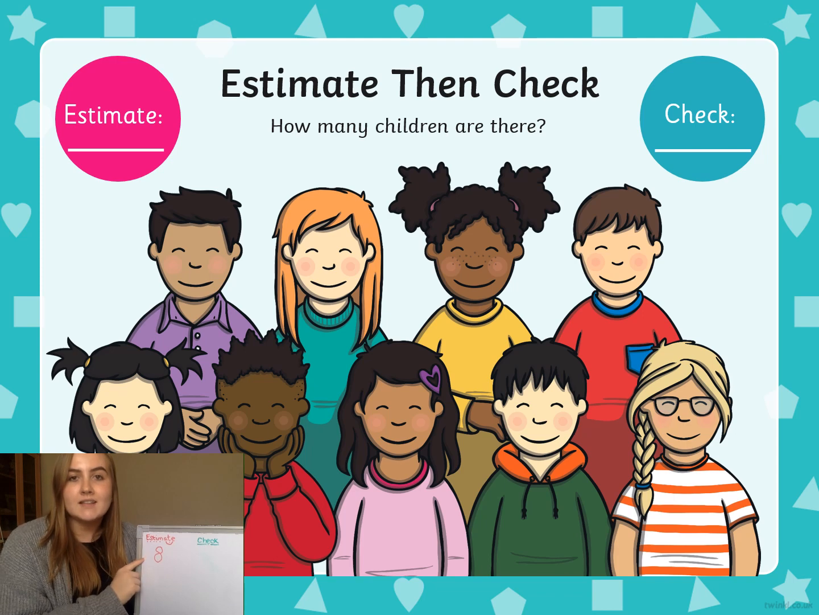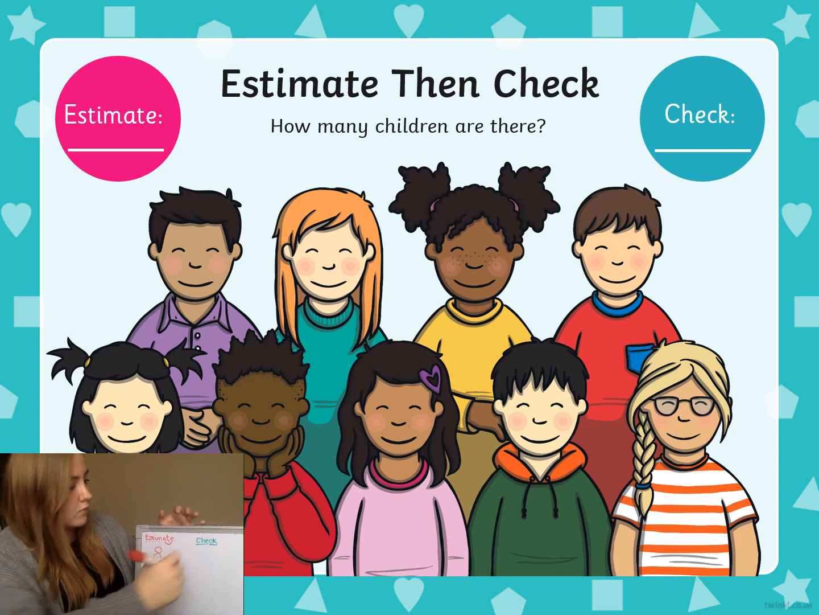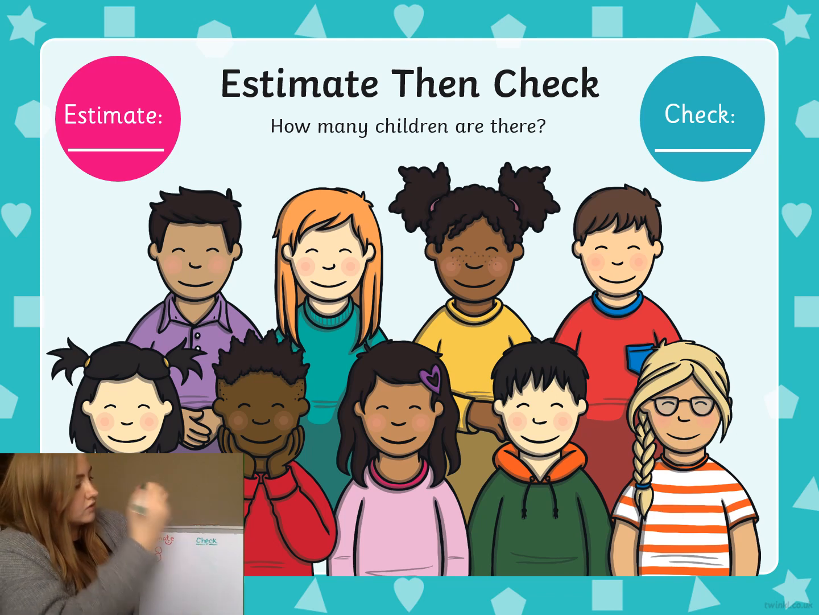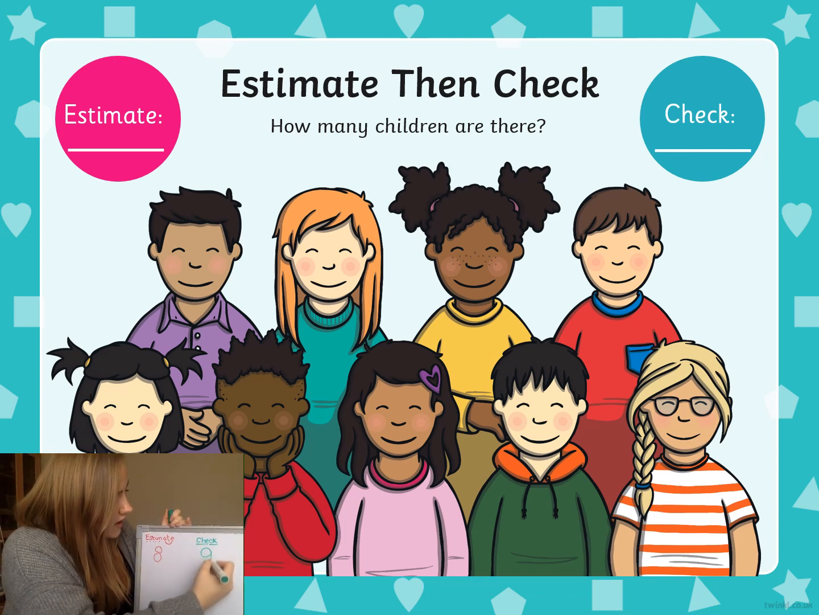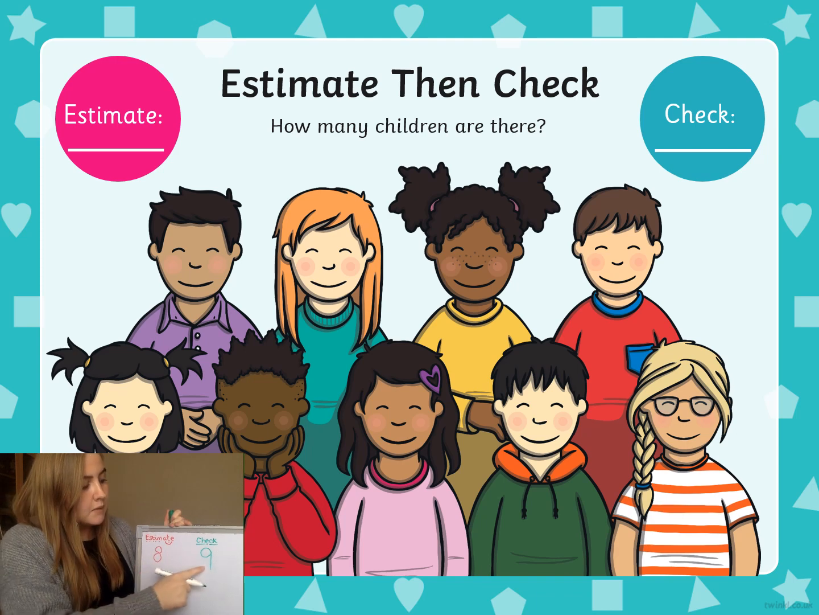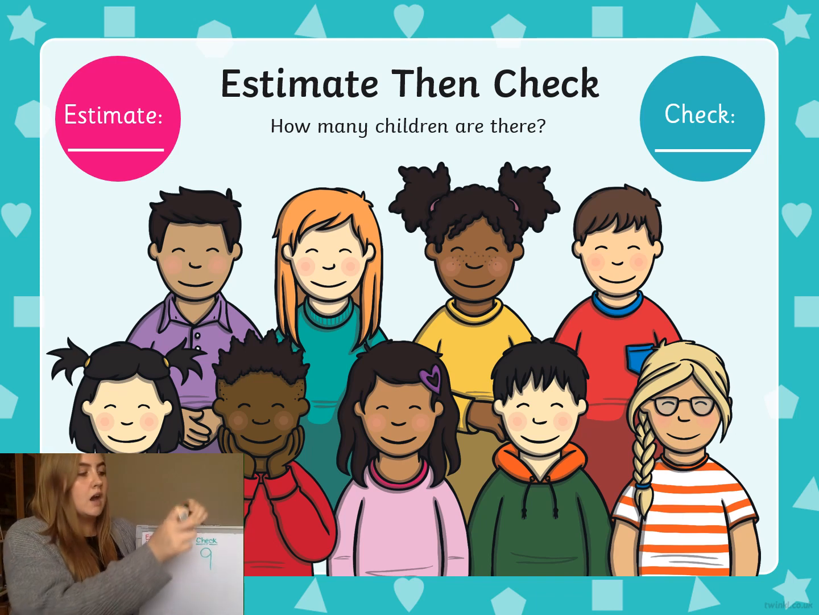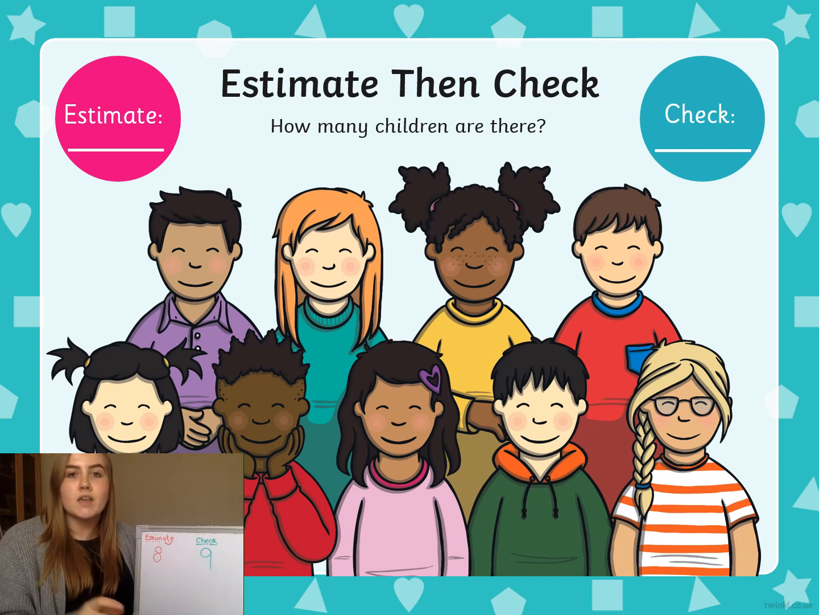So together, let's count to see how many there actually are. 1, 2, 3, 4, 5, 6, 7, 8, 9. So there were 9 children in this picture. So I estimated 8, but I checked and there was actually 9. So I was really close. So next time I'm going to look at it more carefully and I'm going to see if I can get even closer.